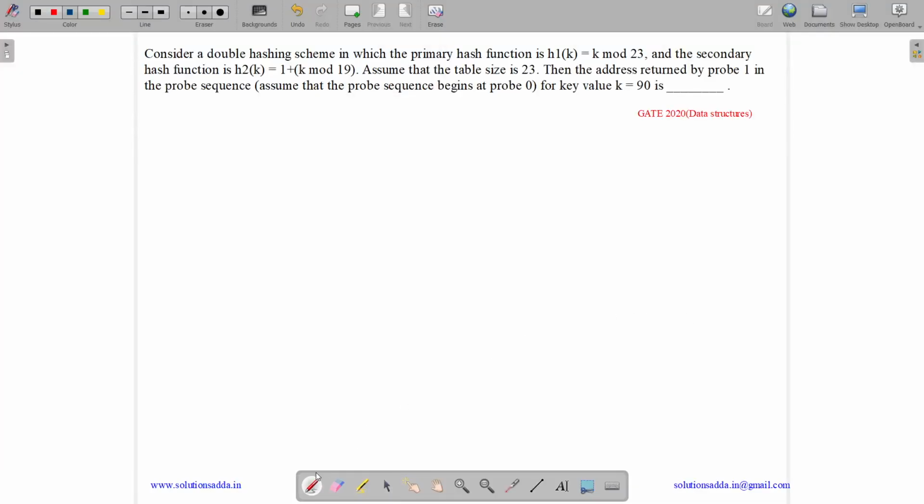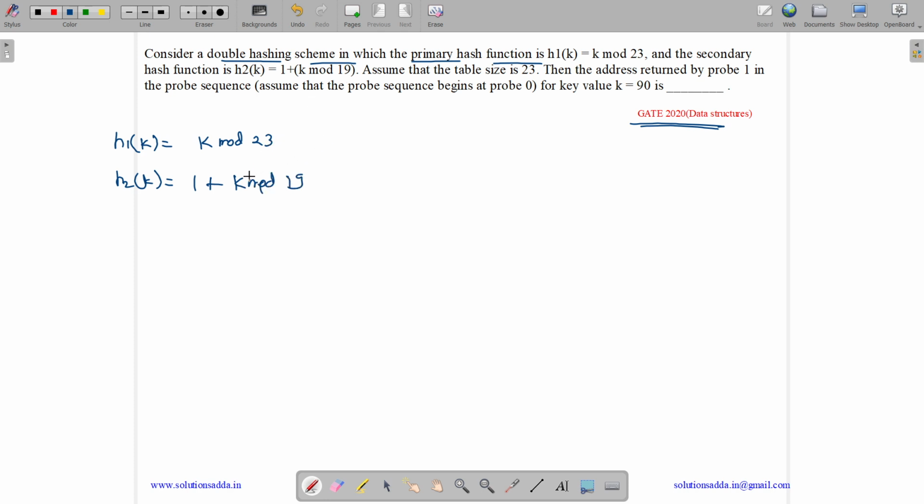This question belongs to the data structure subject and was asked in GATE CSE 2020. So the question states, consider a double hashing scheme in which the primary hash function is h1(k) = k mod 23 and the secondary hash function is h2(k) = 1 + (k mod 19).